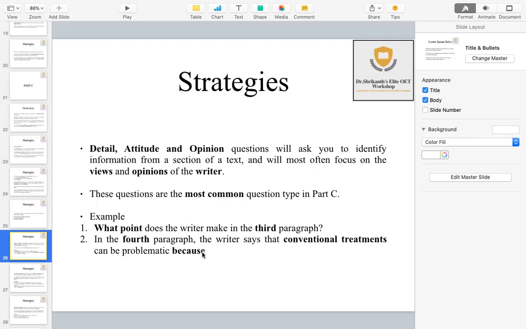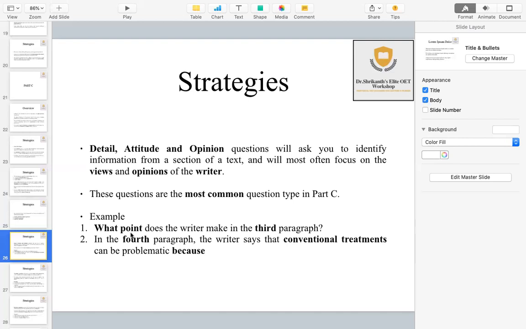What point does the writer make in the third paragraph? All right, so the writer is making a point in the third paragraph. What's that point? He has an opinion, a specific detail, and a specific perspective as an author. So what is his opinion? What does he actually want to convey, the point that he actually wants to convey?